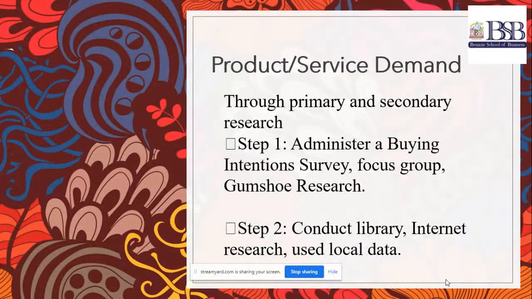Do we have it here? Yes. The product service demand analysis is conducted through primary and secondary research. You have to administer a buying intention survey, or you can go for a focus group or gumshoe research, right? The second part of this demand analysis: conduct a library or internet research, or use the local data. Perfect.